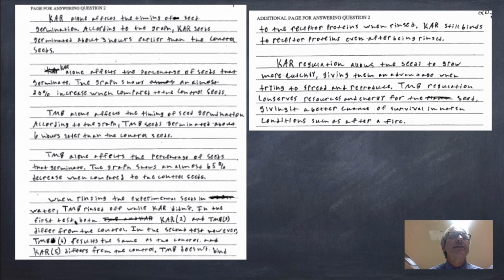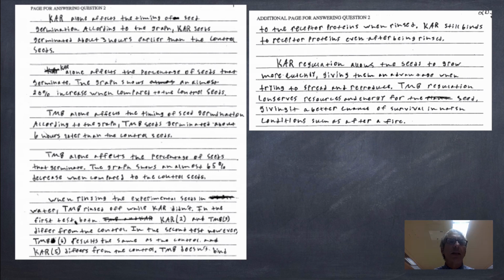KAR alone affects the timing of seed germination. According to the graph, KAR seeds germinate about 3 hours earlier. There's a point. KAR alone affects the percentage of seeds that germinate, shows almost a 20% increase when compared with control. There's a point. TMB alone affects the timing of seed germination. According to the graph, TMB seeds germinated almost 6 hours later. Point. TMB alone affects the percentage of seeds that germinate. Graph shows almost 65% decrease.